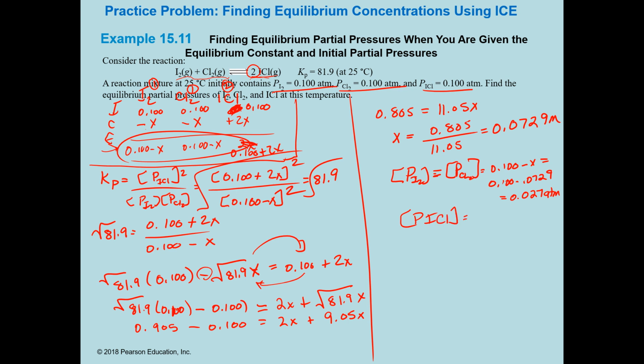is equal to 0.1 plus 2x. So 0.1 plus 2 times x, which was 0.0729. So that is going to give us 0.246 atmospheres. Right. So the partial pressure of the iodine and the Cl2 is going to be 0.027 atmospheres, and the PICl is going to be 0.246 atmospheres.